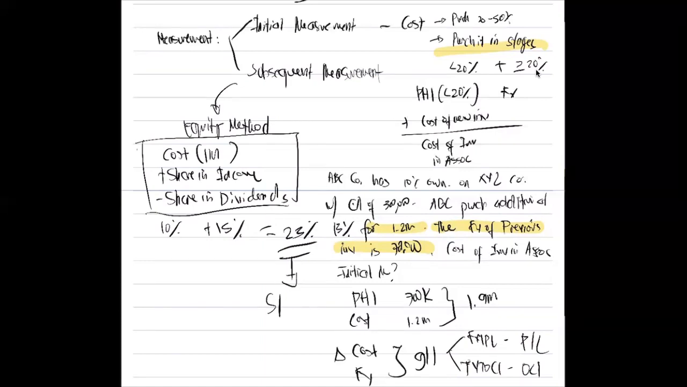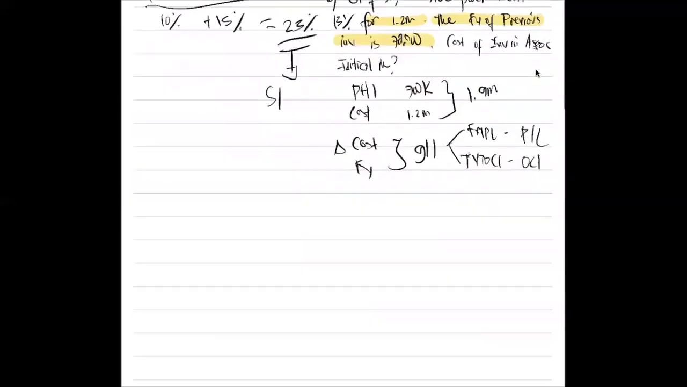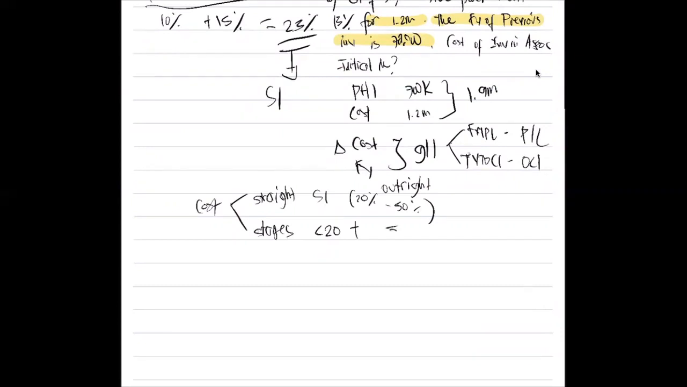We already talked about your cost, and that can either be acquired straight to significant influence, so you got 20% to 50% outright, or in stages. So less than 20% first, and then you purchase additional, which gives you now more than or equal to 20% ownership. Okay.